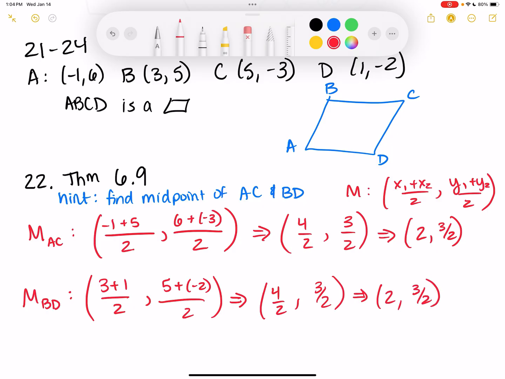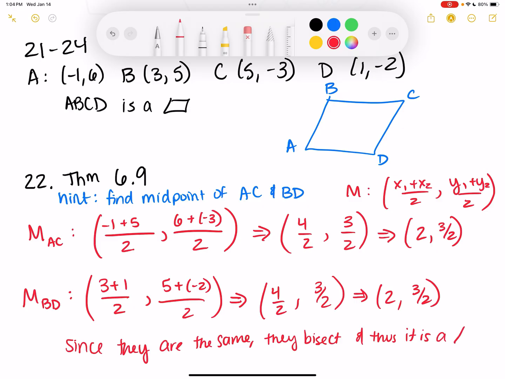So because these are the same midpoint, they bisect, and thus it is a parallelogram. So that's one way that I could find this one. I'm going to use the same points and use another method in just a second. Are there any questions about this method? Or any questions about midpoint?